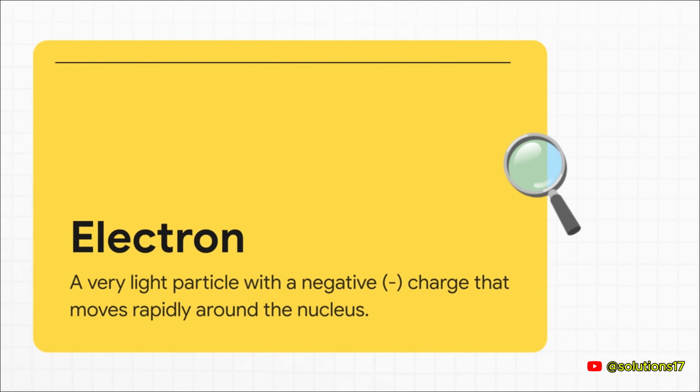And then, zipping around that heavy nucleus are the electrons. These guys are the real live wires of the whole operation. They're incredibly lightweight and they're buzzing with a negative charge, the perfect opposite to the proton's positive charge.